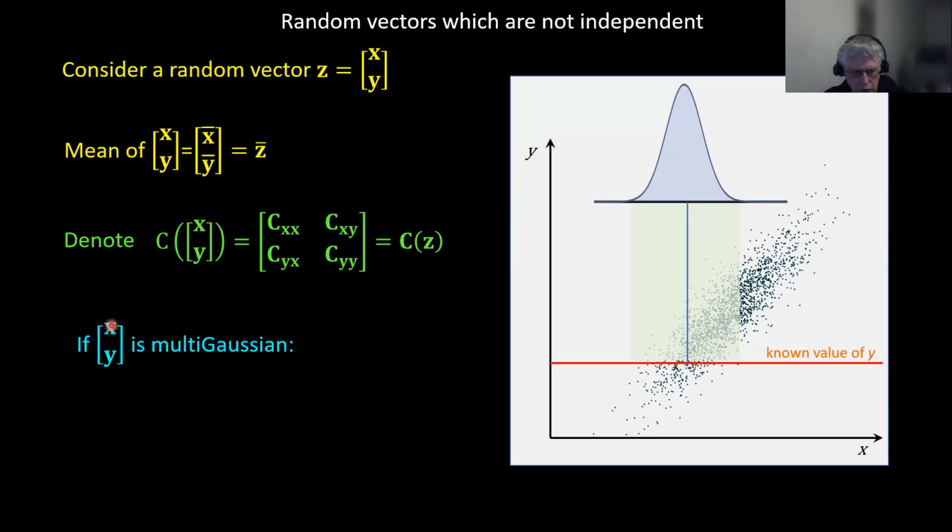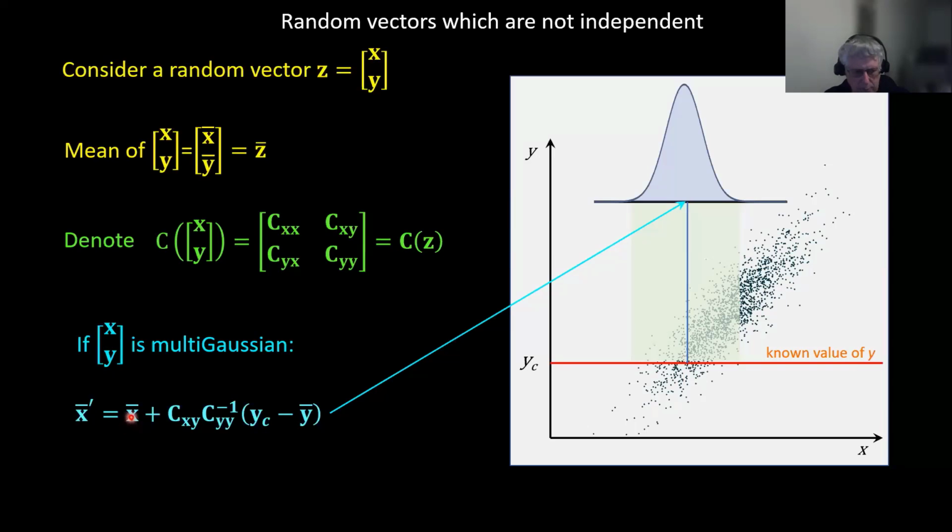If this joint vector x on top of y is multi-Gaussian, then if I know y, I'm going to call it yc, I can very easily calculate the conditional mean of x using this formula. It involves the marginal mean of x, the value of y that I've just acquired, the marginal mean of y, and a couple of these submatrices.